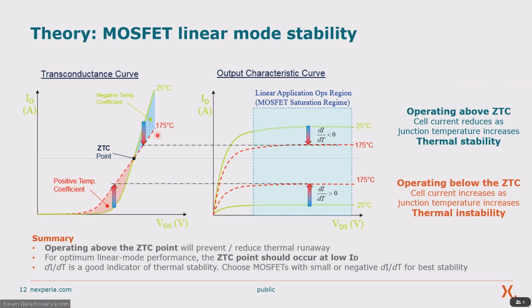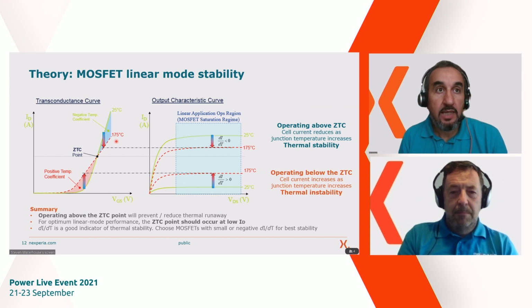These aspects of the characteristics will reflect on how strong the SOA of the device is. And one of the techniques to use is to aim for the ZTC point to be lower to achieve a strong SOA performance.